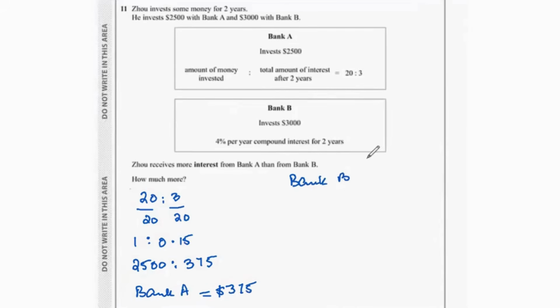For Bank B, she invests 3,000, so it's compound interest. So 3,000 times 1 plus 4/100 to the power of 2. Using the compound interest formula, which is principal amount times 1 plus r over 100 to the power of time, we plug this in the calculator, and what we get is 3,244.8. This is the total value of the amount after 2 years.